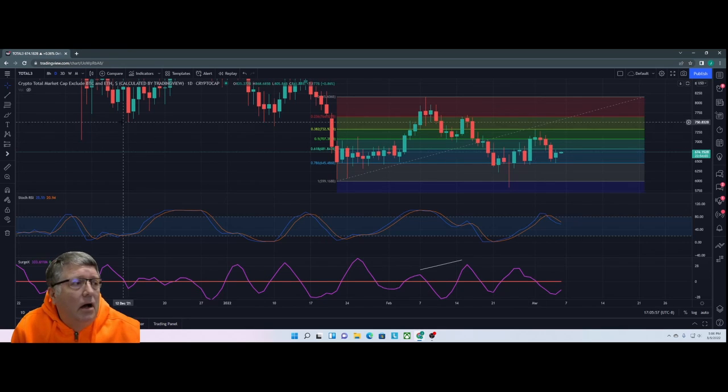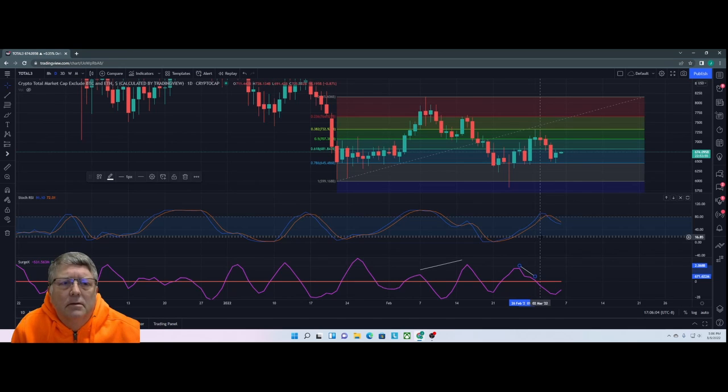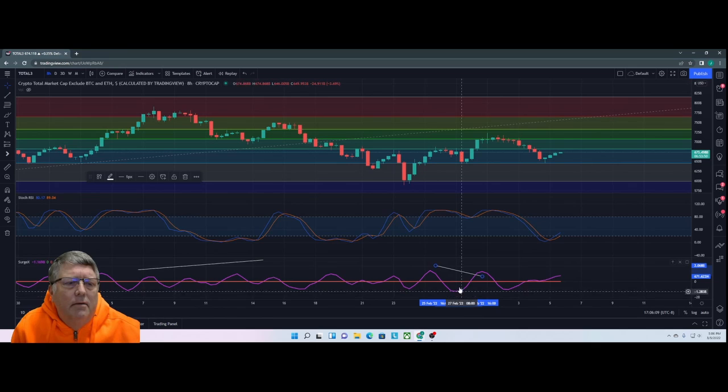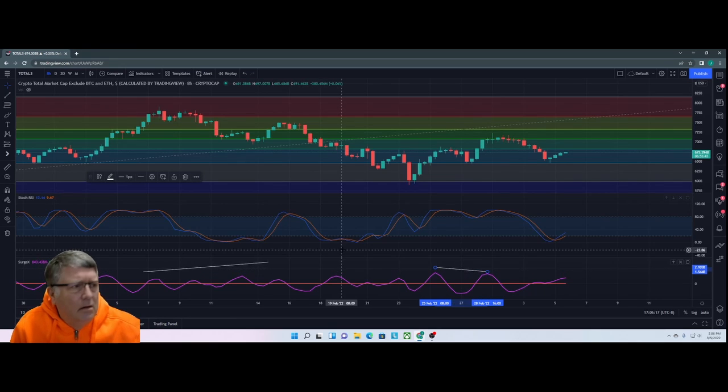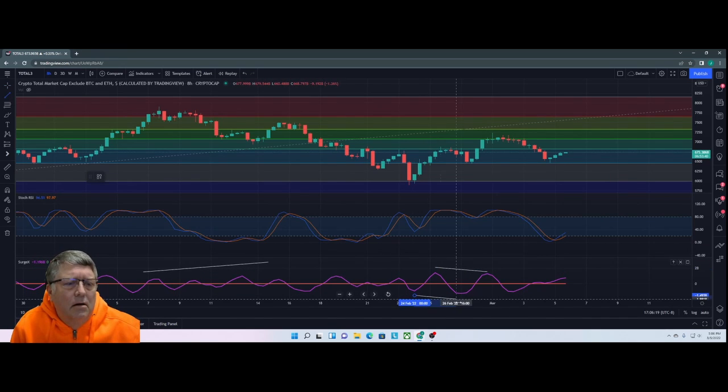Well, I saw a front divergence trend continuance signal right here. And when I was on the 8, I saw a pattern 2, which was a sell. I was right here. I saw that and I said it was coming down a little bit, and I got out of my trade.